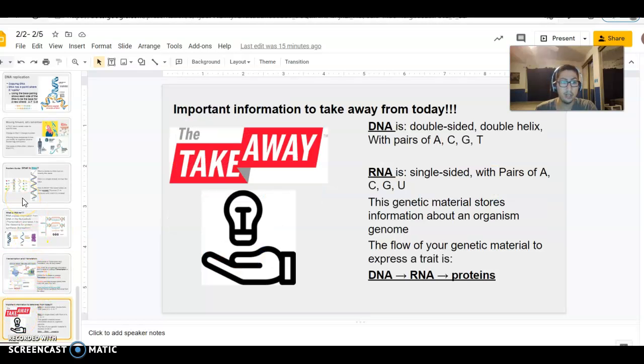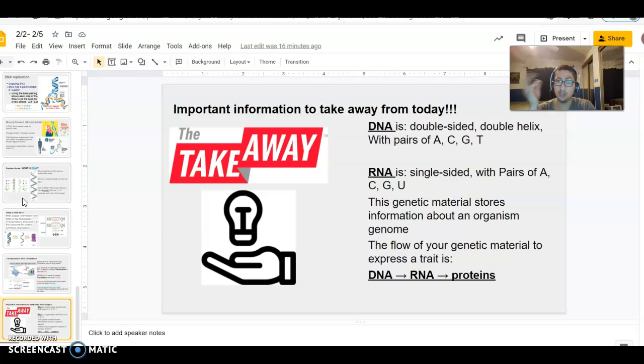So lastly, to cover this up, let's remember some important takeaways, right? Let's remember DNA is double-stranded. It's a double helix, right? A's, C's, G's, and T's. Base pairing rule is always the same. A to T, C to G's. RNA is single-stranded. Follows the same base pairing rules, except it has a U, not a T. So it's A to U and C to G, right?